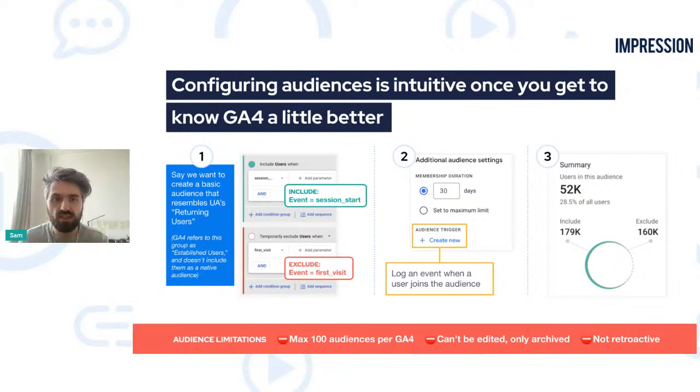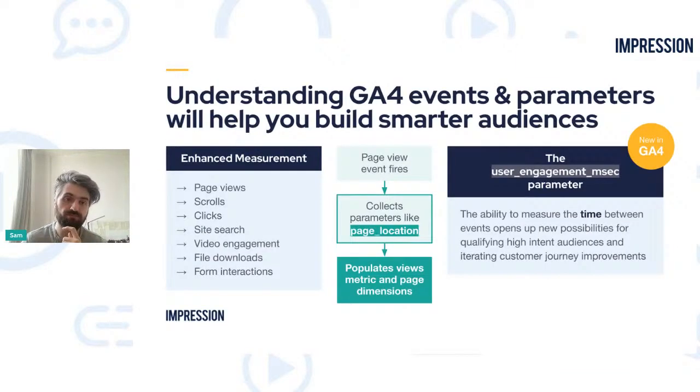Third point here is just what you'll see on the bottom right is a summary of the amount of people that are estimated to be in this audience. But like I said, audiences aren't retroactive. It's just telling you who would have been in it. You need to set it, create it, and then from the day you've created it, it will start to collect that data. Now, there's a few limitations to be aware of that I've highlighted at the bottom of this slide, and that's that there's a maximum of 100 audiences per GA4 property. Audiences cannot be edited after they're created, only archived, which is essentially removed, and they aren't retroactive yet again.